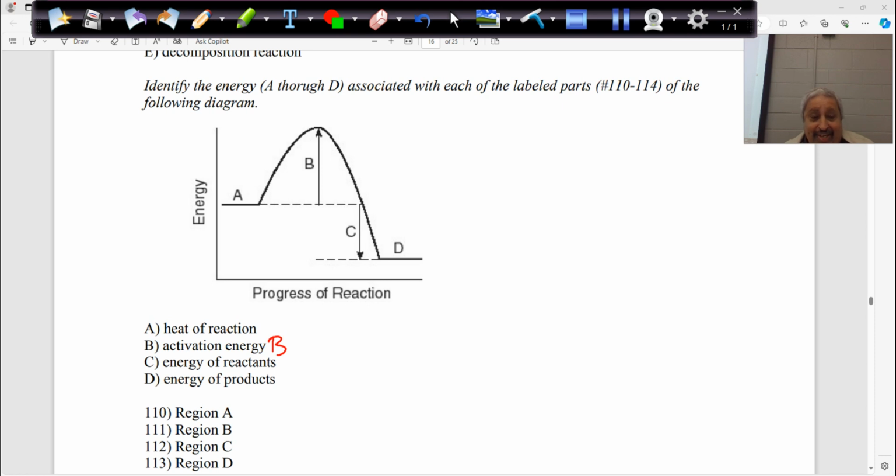So then energy of reactants, where are they? Reactants, where are they? A. Energy of the products, where are they? D. Heat of the reaction is C. So we answered that question, correct? So if you get something like this in the exam, you'll be able to answer it, correct?